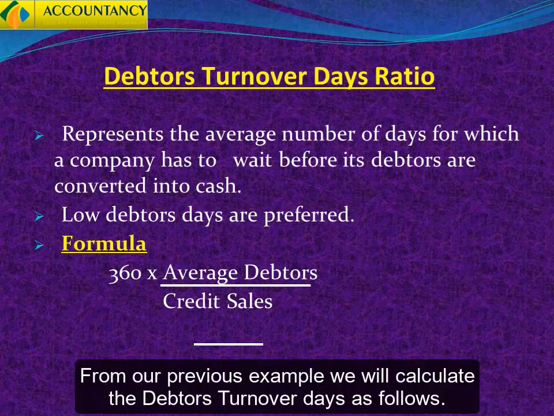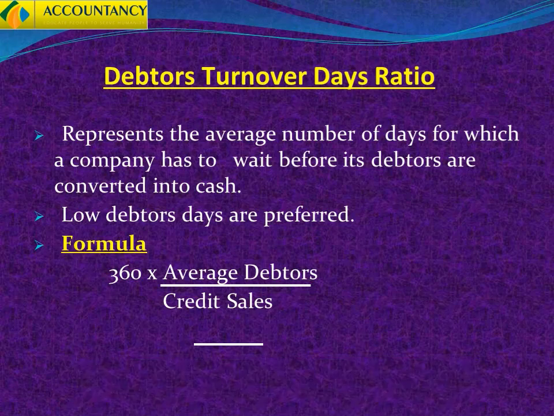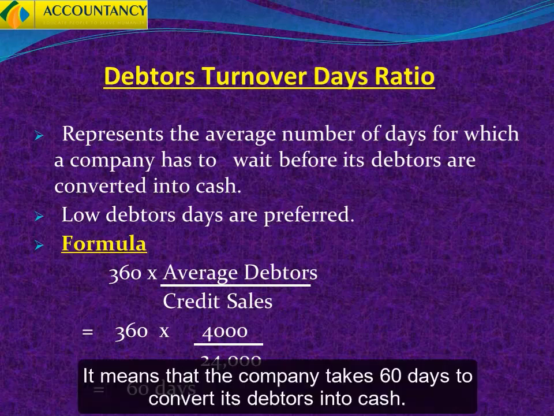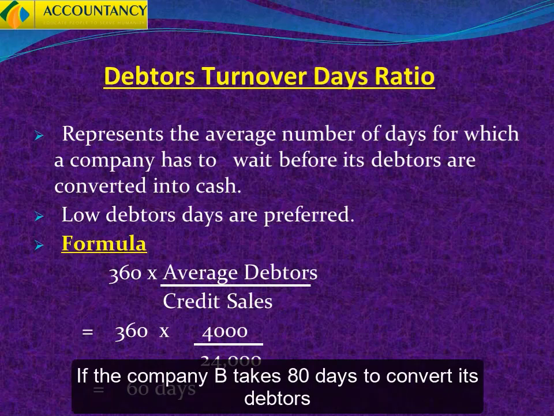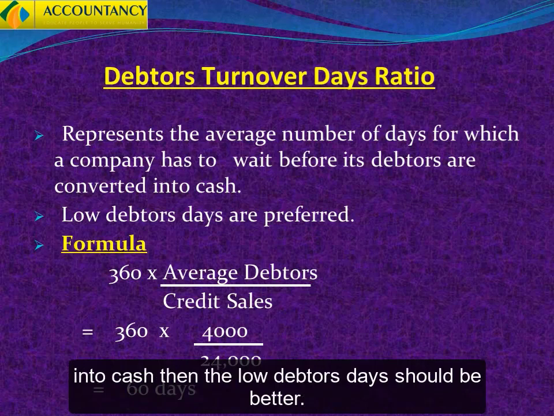From our previous example, we will calculate the debtor turnover days as follows: 360 multiplied by 4,000 divided by 24,000 is equal to 60 days. It means that the company takes 60 days to convert its debtors into cash. If company B takes 80 days to convert its debtors into cash, then the low debtor days should be better.